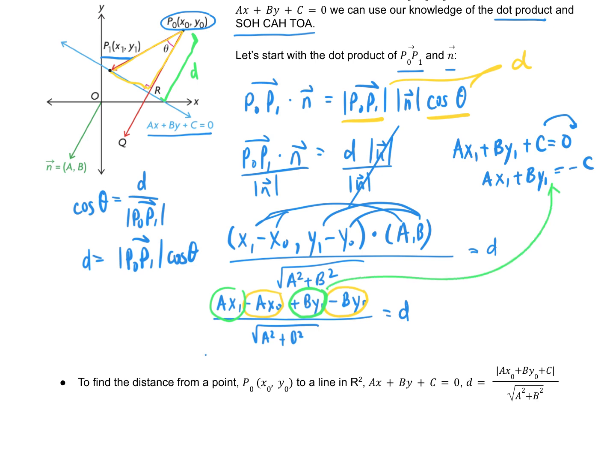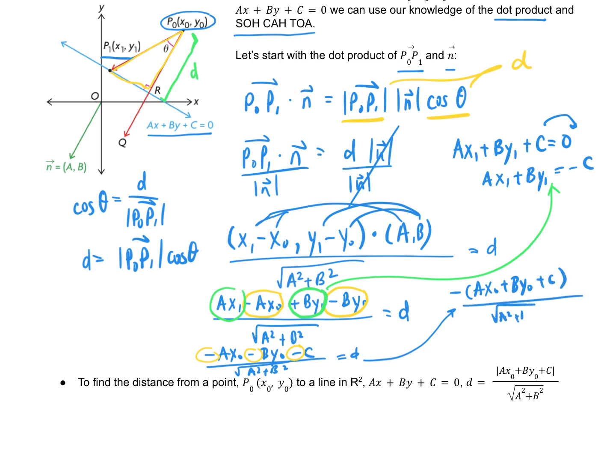So now I'm left with negative ax naught minus by naught minus c all over that magnitude equals the distance. Now you'll notice all three of the terms in the numerator have a negative there. Well, I can factor out that negative, and that will turn all the coefficients positive. And of course, this is a distance, so you need a positive number. So I don't even care about the negative being there.